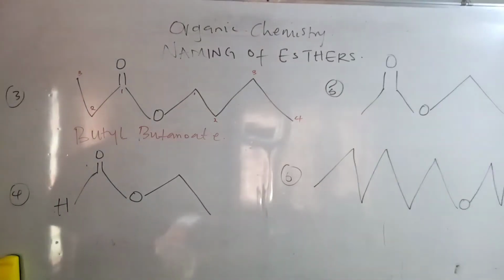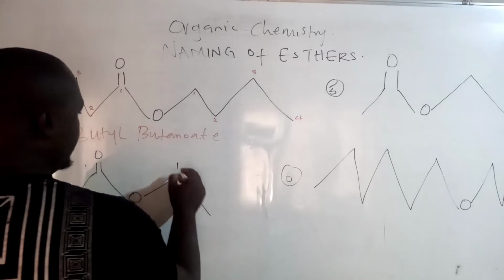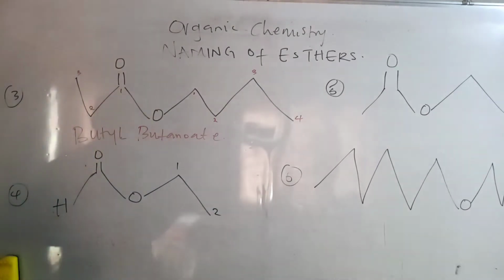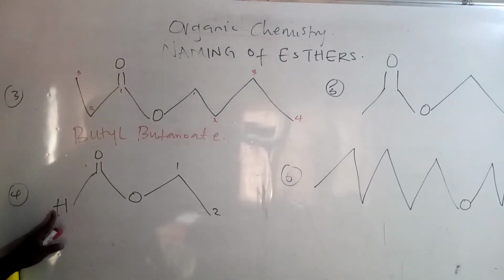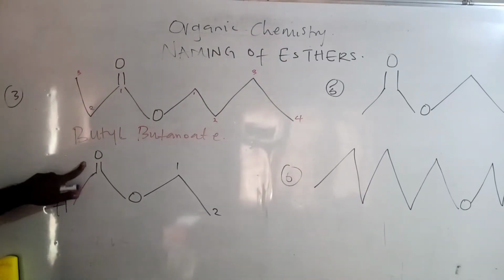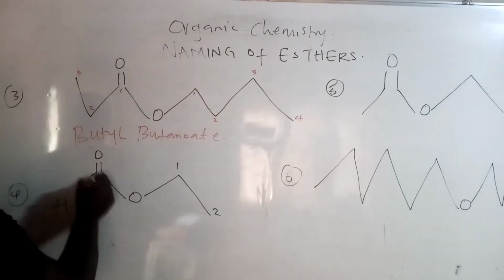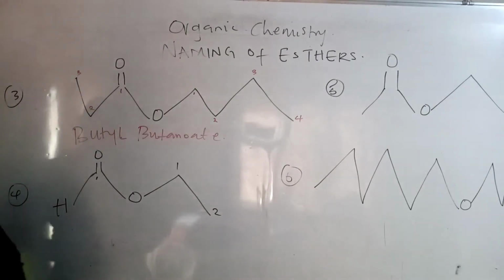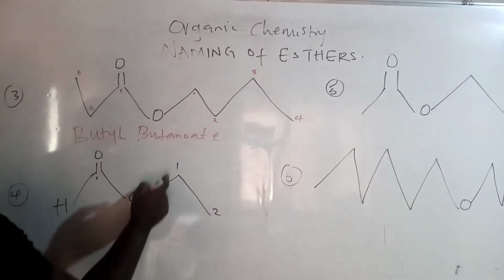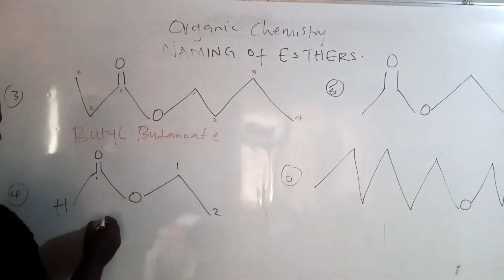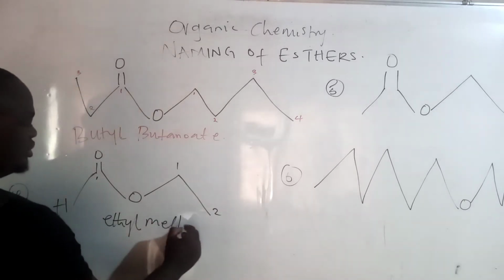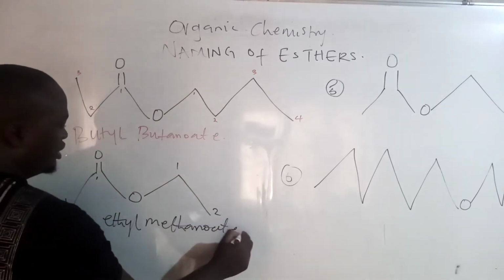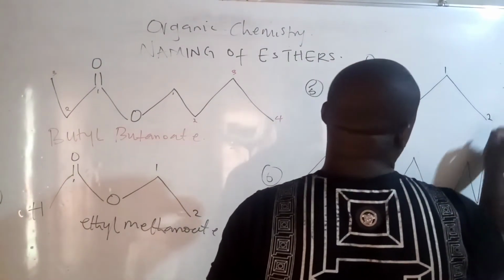Now you have this compound. Remember, we'll start naming from this place. So this is 1 and then this is 2. Now remember, in this place, look at this question. It has a hydrogen here. And so we are only going to name this part here, 1. This compound, this is 1, 2, and that will give you ethyl methanoate. Ethyl methanoate. So you start naming from here, 1, 2.